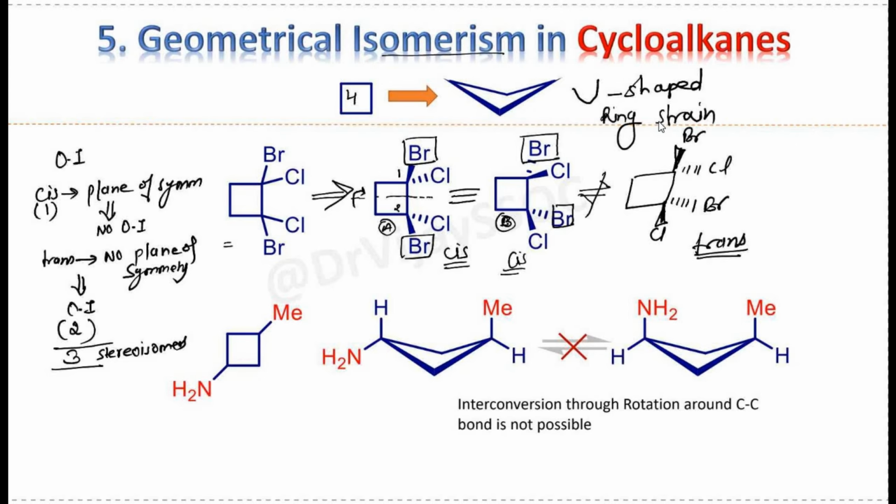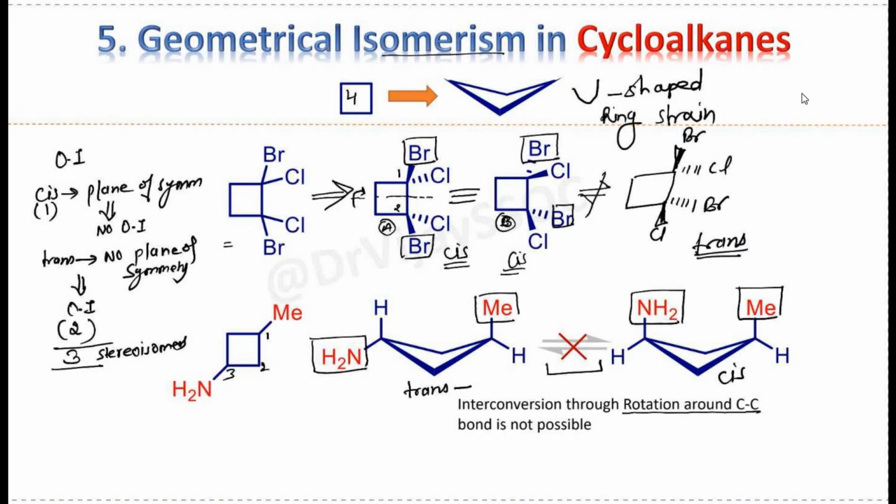Okay, now let's look at this structure in which this is 1, 2, 3. 1, 3 disubstituted cyclobutane. Here you can also have 2 geometrical isomers. The first one in which NH2 and methyl are opposite, so therefore this will be trans and this will be cis. And again these are not interconvertible through rotation around the carbon-carbon bond because of the ring structure. So it has 2 geometrical isomers.